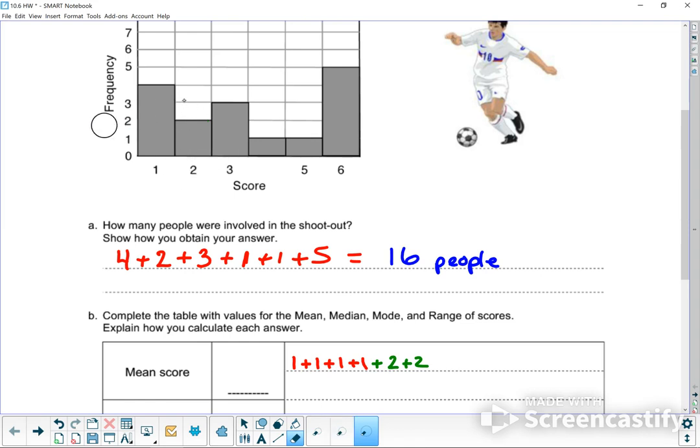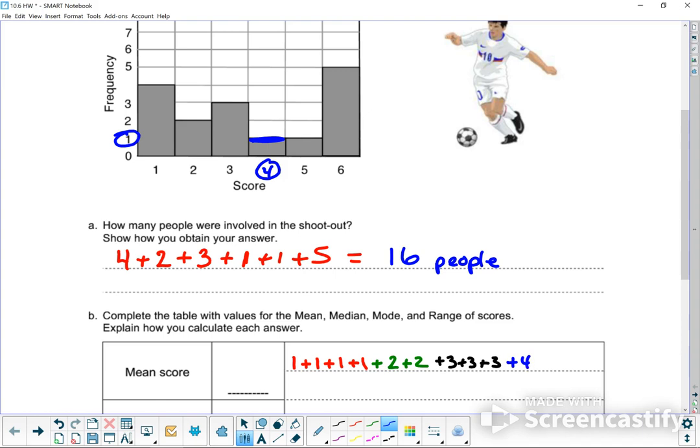Okay, what about square of 3? Square of 3, there are 3 people. So we're going to go plus 3 plus 3 plus 3. Okay, how about square of 4? How many people is that? Well, square of 4, right here, that's a 4. There's only one person. So plus 4.